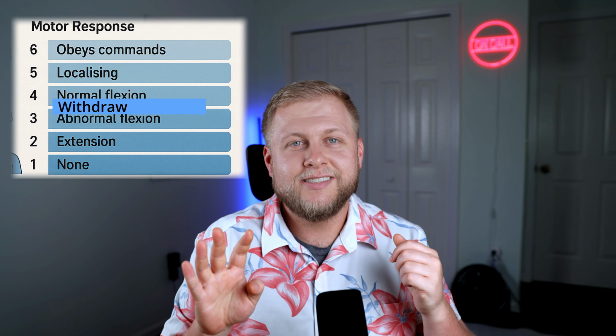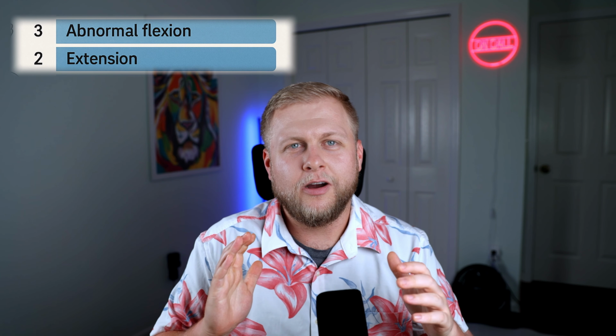A 4 out of 6 is going to be called withdrawal from pain. Now, what does that mean? Well, if I pinch your knee and you move your head, that's going to be a 4. A 3 and a 2 on the motor scale are kind of interesting. Now, the first one is called decorticate. What does that mean? Well, decorticate means that you're starting to curl into the core. It's kind of a neurologic response to trauma or something in the brain is not going right. Now, how do we know the difference between decorticate, which is a 3 out of 6, and then decerebrate, which is a 2 out of 6, which is a little bit worse.